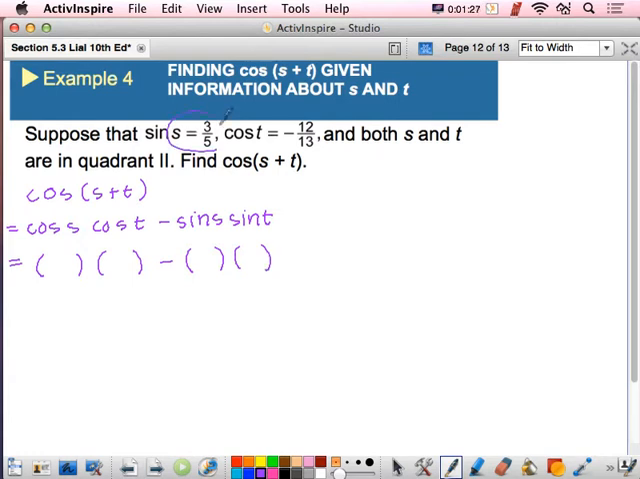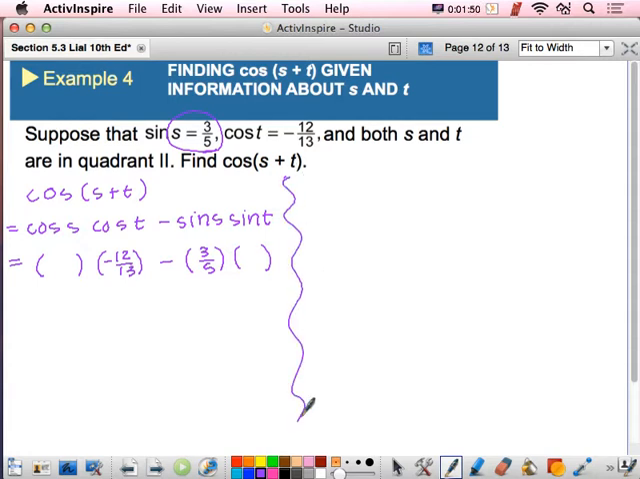I gave you 2 of those things. I gave you that sine was 3/5, so we'll put that in there. Sine of S is 3/5. And I told you that cosine of T was negative 12/13. That leaves us wondering, what is the value of cosine of S and sine of T? Once we know those 2 things, we can finish this problem.